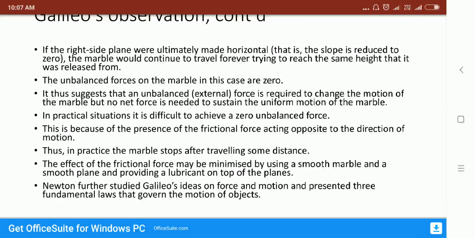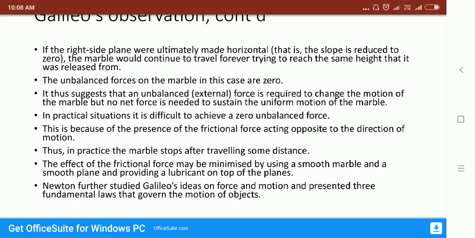So we can say that a frictional force is available which opposes the direction of the motion. Practically, the marble stops after traveling some distance due to the frictional force, which is the force opposite to the motion of the marble. The effect of the frictional force can be minimized by using a smooth marble and a smooth plane.